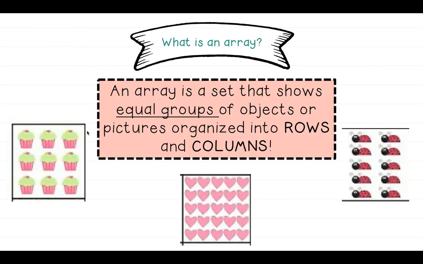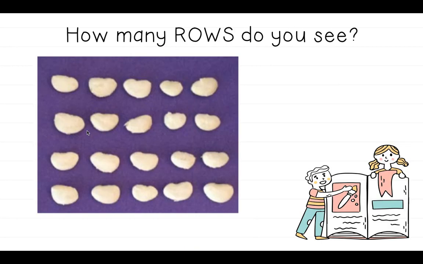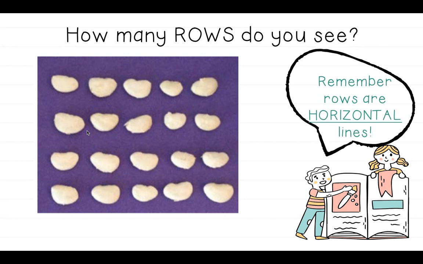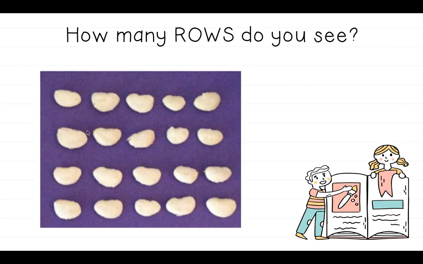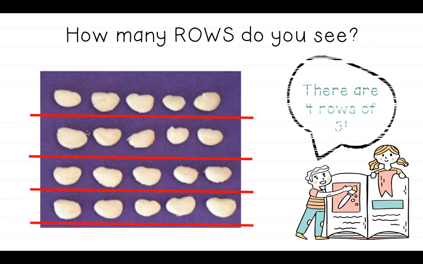Let's review. What is an array? An array is a set that shows equal groups of objects or pictures organized into rows and columns. So let's look at this array. I'm using beans in my array. How many rows do you see in this array? Remember, rows are horizontal lines. So I see 1, 2, 3, 4. There are 4 rows of 5, and there are 5 beans in each row.